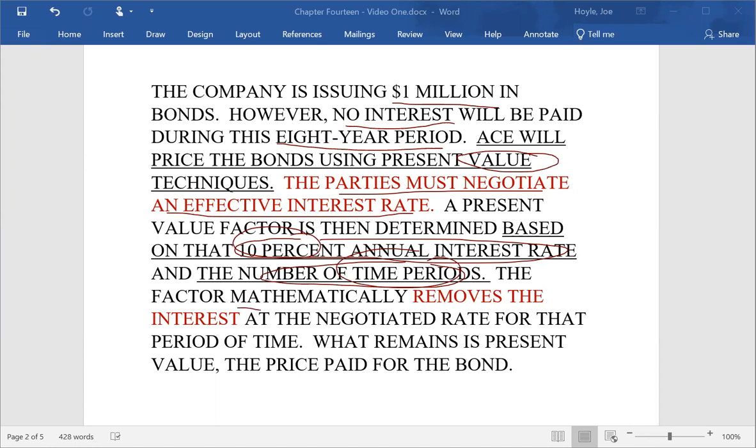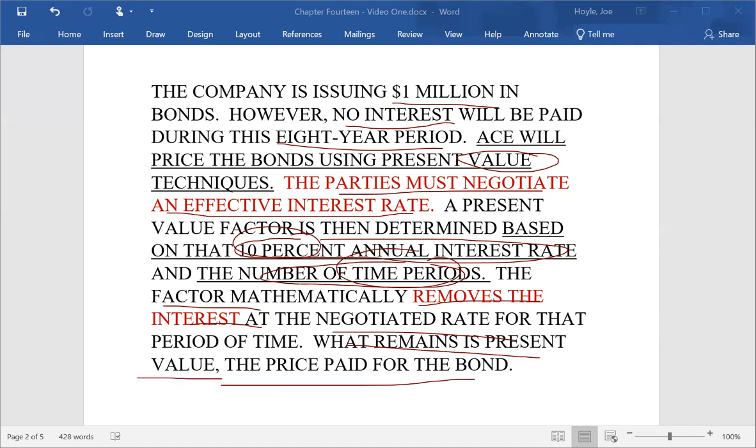And then you look up the present value factor, and you can find that at the end of the textbook. You can find that on the internet. You can use a calculator. You can use an Excel spreadsheet. You can find the present value factor several different ways, and it will remove the interest at that negotiated rate, the 10% annual rate that the two parties have agreed on. And they will remove it for 8 time periods or 8 years. And what remains is the present value, the amount paid for the bond.